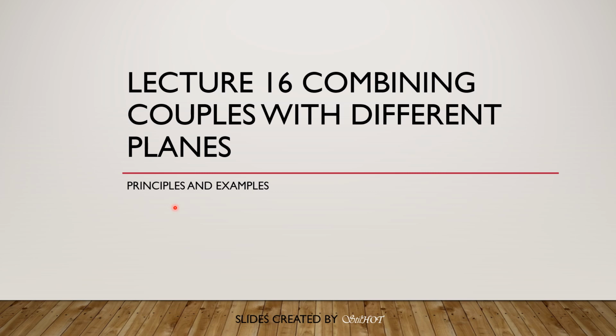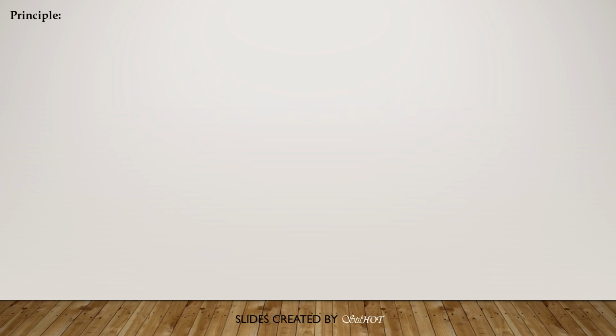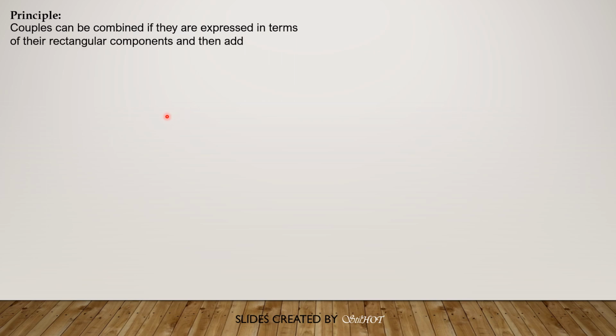This lecture 16 is about combining couples with different planes. So here we go. I'll first discuss the principles. The couples, especially if their axes are perpendicular to different planes, are best combined by representing or transforming them into their rectangular components, so that we can easily add the corresponding components, the x, the y, and the z components.